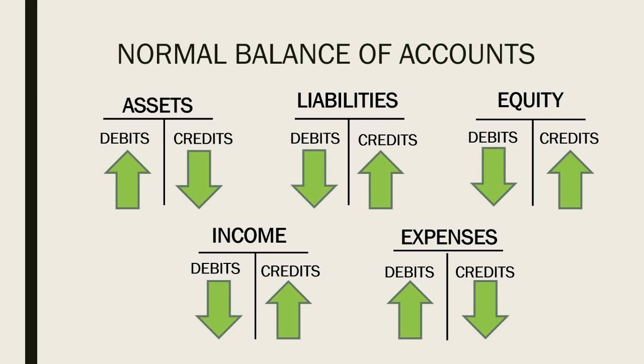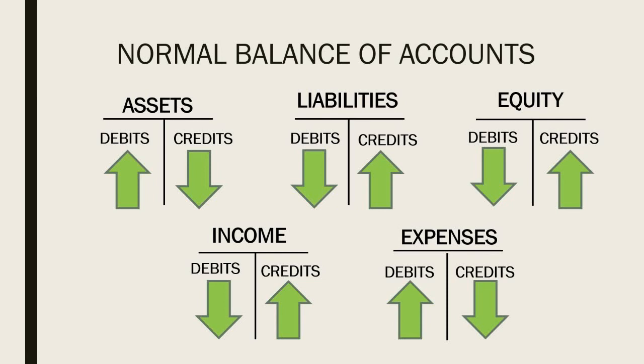Income. If I create a sale, it'd be increased by a credit. If I had someone return my stuff to me, because I made a sale, so I had sales returns and allowances, it will decrease my income because I have to give back the money. So it will decrease by a debit. And then expenses, same thing. They reflect the same thing as assets. So when you create an expense, it's going to be increased by a debit, and you're going to decrease it with a credit.